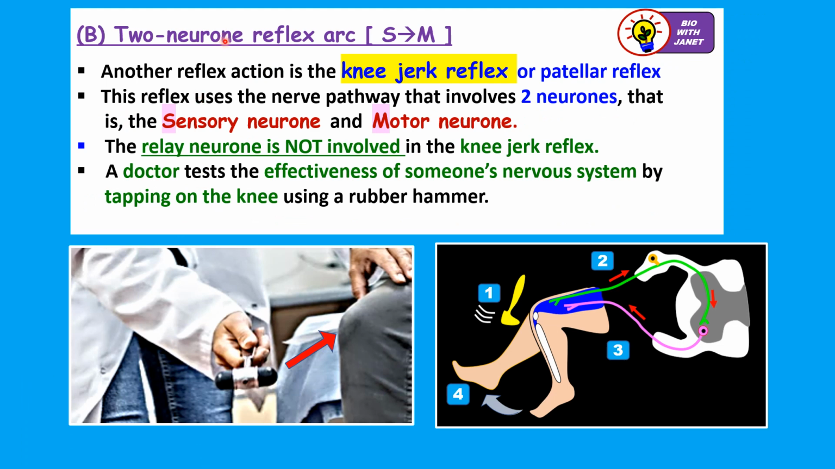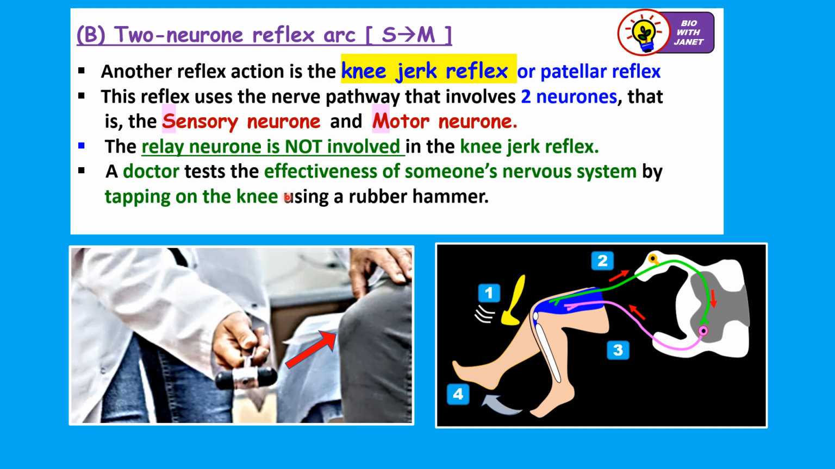Now we go on to the second type of involuntary action that involves only two neurons. This is called the two-neuron reflex arc. Another reflex action is the knee-jerk reflex or patella reflex. This reflex uses a nerve pathway that involves only two neurons, the sensory neuron and the motor neuron. The relay neuron is not involved in the knee-jerk reflex. The relay neuron is involved in the withdrawal of the hand from an object that is hot or causes pain, but not in the knee-jerk reflex.